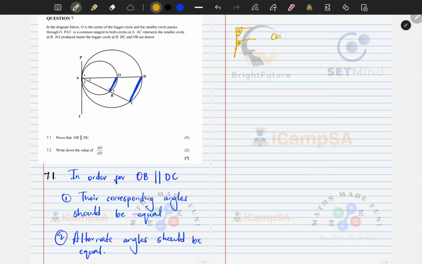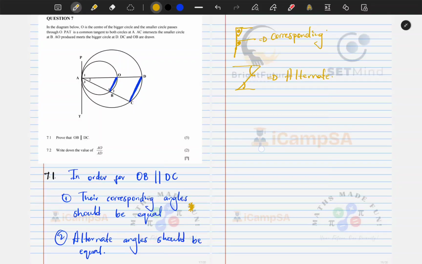This is corresponding, right? And then this will be your alternate, right? So hence I'm going to choose this one. So what I want to do is I need to prove that the corresponding angles in this triangle are going to be equal.